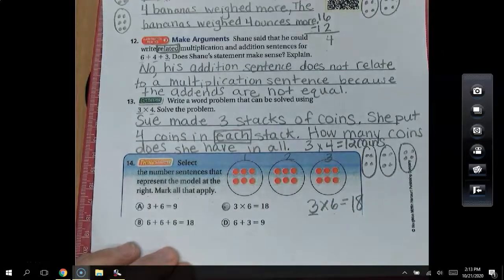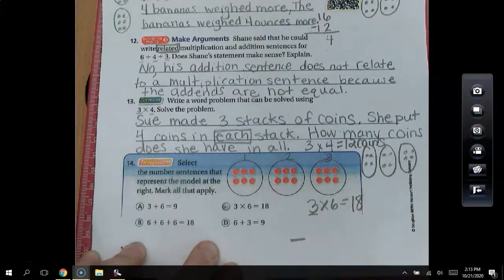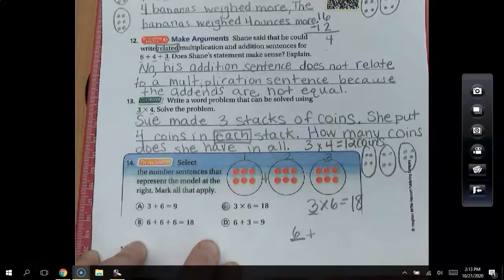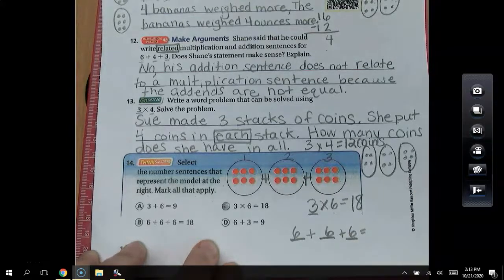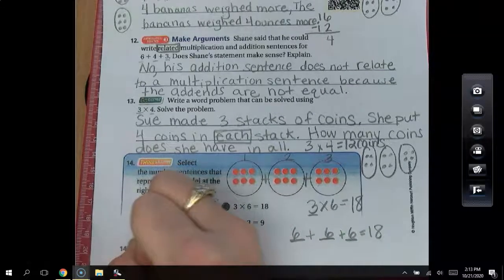Okay. I know from the beginning of the lesson we talked about how addition is related to multiplication. So let's make an addition sentence. I have my first group, which has how many? 6. Plus, I can even put a plus sign here. My second group has 6 in it. Plus, my third group has 6 in it. Equals, well, if it's right and it relates to my multiplication sentence, it should equal 18. Do you see another problem that matches that? I sure do. It's letter B.